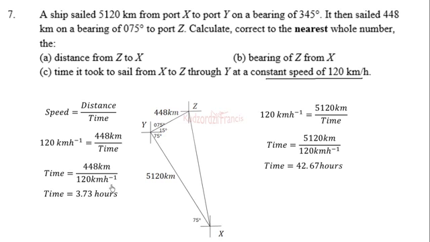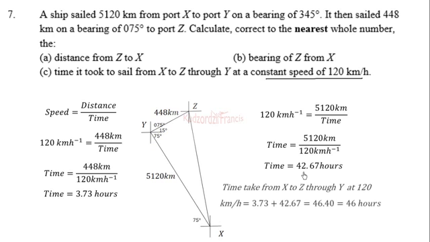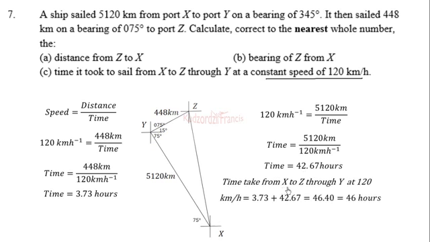So we put the two times together to get the time taken from port X to Z through Y at 120 km per hour to be 3.73 hours plus 42.67 hours, which is equal to 46.40, and to the nearest whole number it took the ship 46 hours.